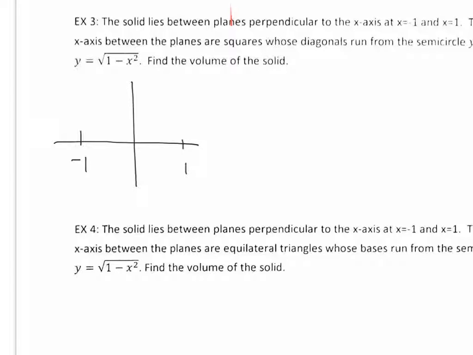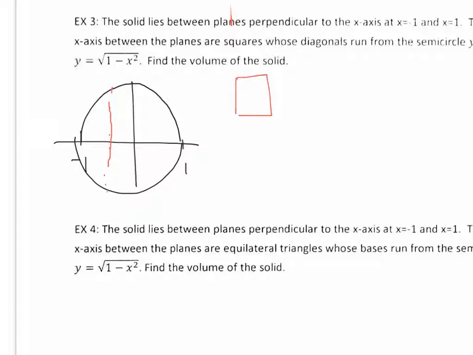Then it says the cross sections are perpendicular to the x-axis, and they're squares. So I'm just going to draw a square here because I know that's what I'm going to have to deal with. Whose diagonals run from the semicircle y equals negative the square root of 1 minus x squared to the semicircle y equals the square root of 1 minus x squared. Those semicircles, if you put them together, just form a circle with a radius of 1. I'm going to extend this dotted line.